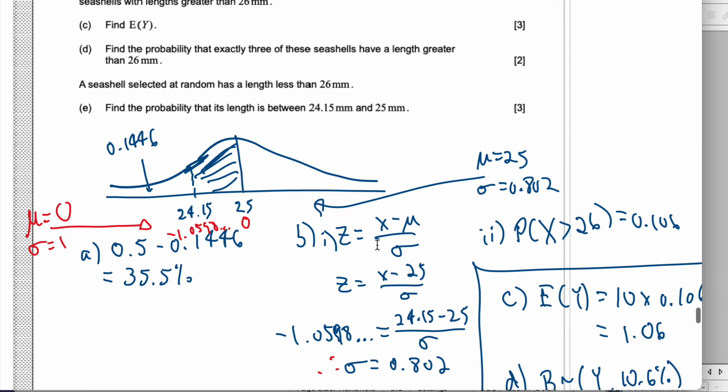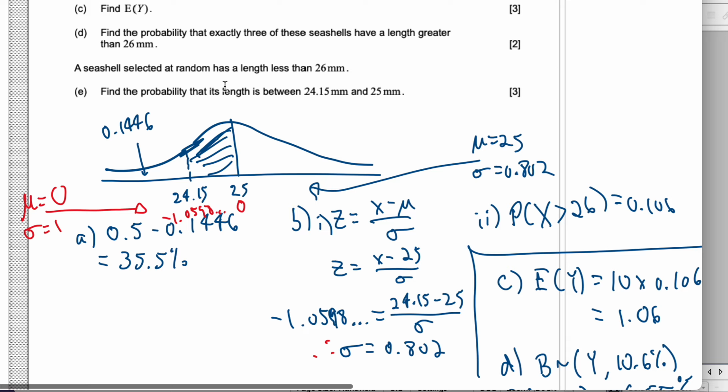All right, so the last one: a seashell selected at random has a length less than 26 millimeters. Find the probability that its length is between 24.15 millimeters and 25 millimeters. Okay, so we know that it's less than 26. So thinking of that, maybe I'll draw on this same diagram here actually. I'll do it in green. Let's just say that's 26 right here.